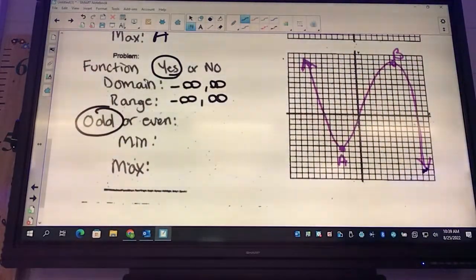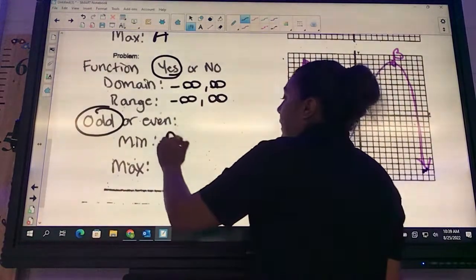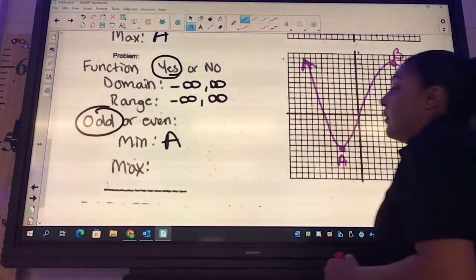Okay, point A, is that a min or a max? It's a min. Point B. Good.